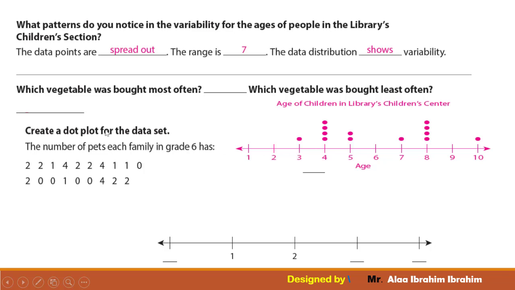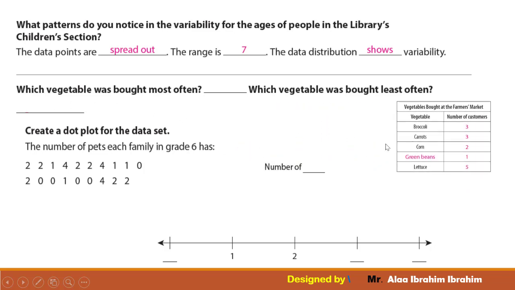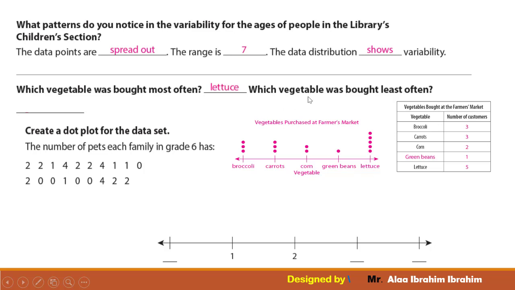I have this variability. Which vegetable was bought most? I have to take the other table, or you can use the other dot plot to answer this. The most is the biggest number here. And which vegetable was bought least? It means green beans, because it's the smallest number here.